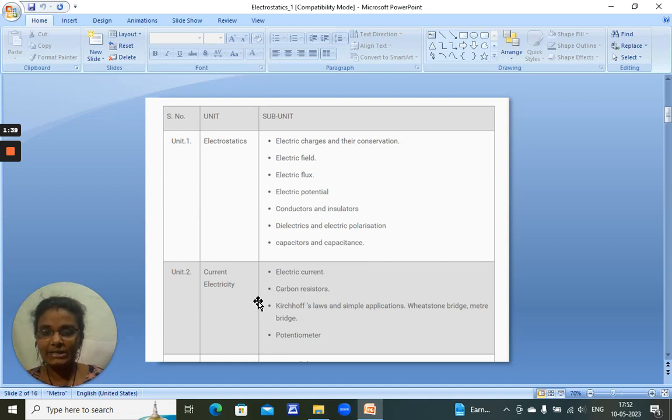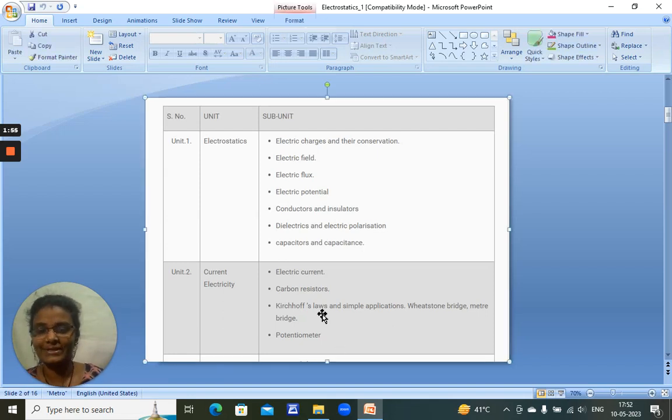After that, in unit second, as you can see, the name of the unit is current electricity, in which we are going to cover the electric current, of course, as the name says. Apart from which, all the Kirchhoff laws, Wheatstone bridge, potentiometer, and all these topics are also very, very important.